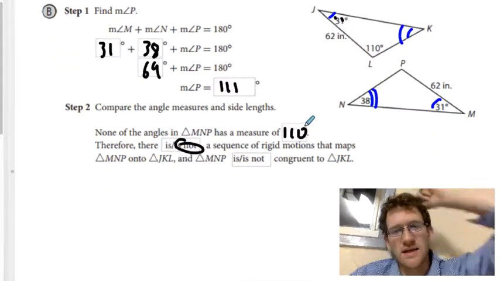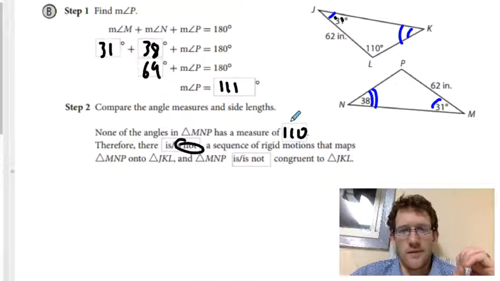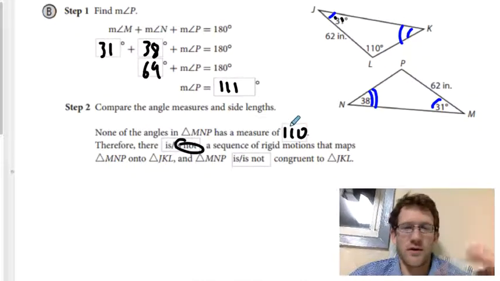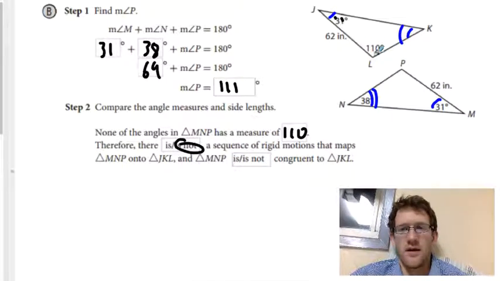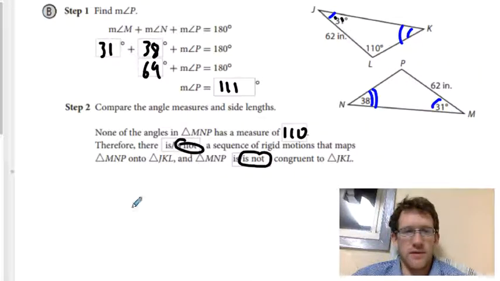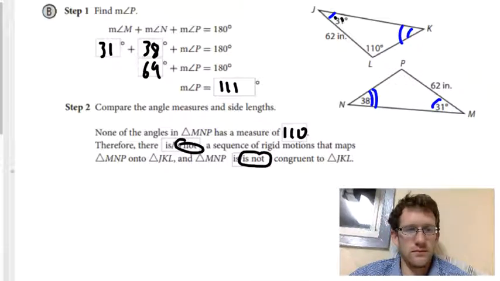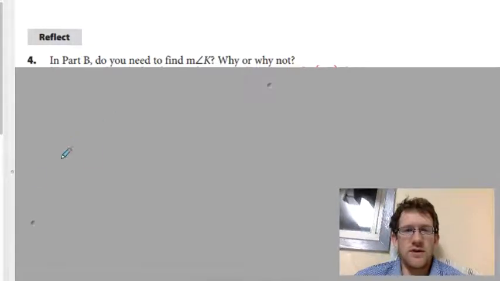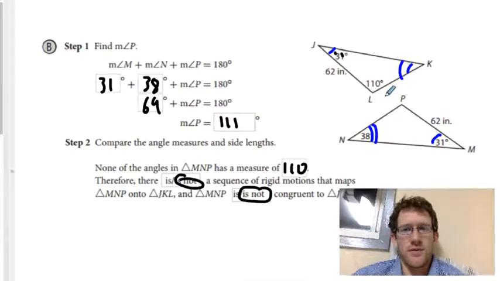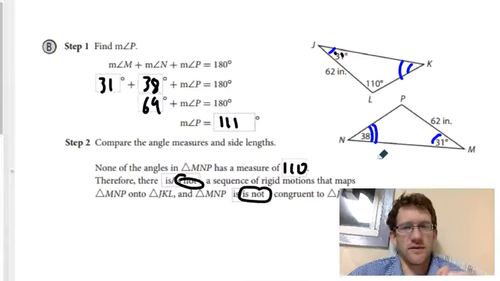Remember, we just need a single corresponding part to not be congruent in order to say that the two triangles are not congruent. So in this case, we know that angle L doesn't match up with any of the angles over here. Therefore, the two triangles can't be congruent. So we can say it is not congruent. Okay, it says in part B, do you need to find the measure of angle K? No, you don't, because we can simply check angle L against all of the potentially corresponding angles over here in triangle MNP.